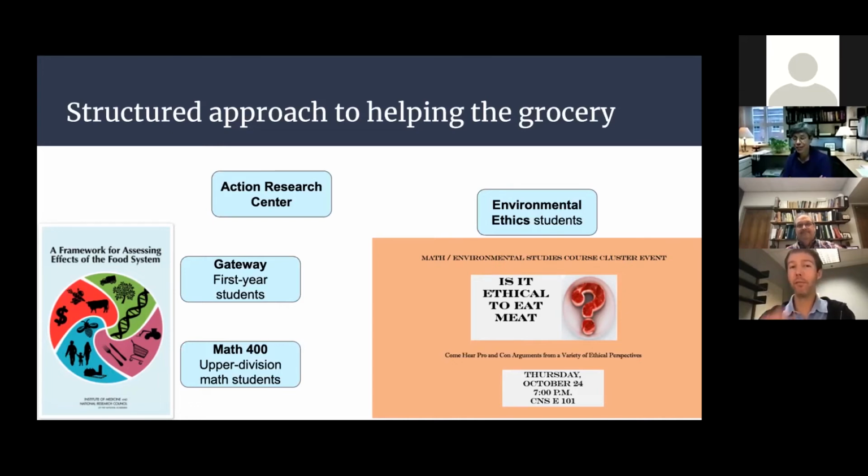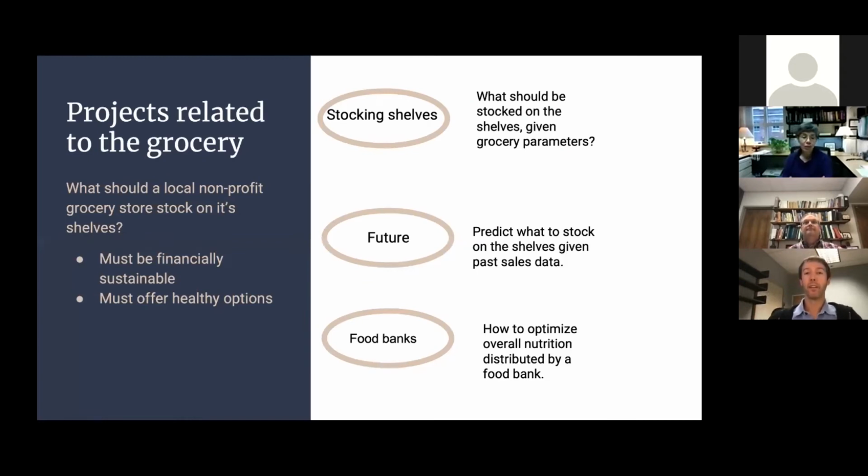So the point I'm trying to make is we took a very structured approach. We wanted to study the whole system and then bring it down to a local level. So what came out of that was 3 projects related to the grocery. First, I should say, we had 2 things that had to happen for us. They were necessary, and those are the bullet points on the left.